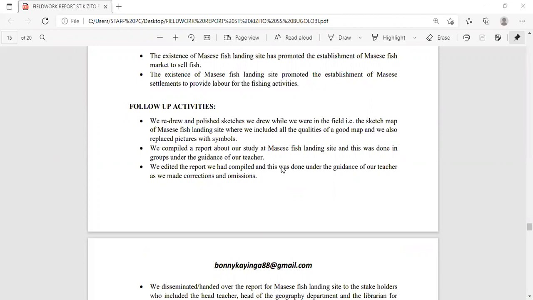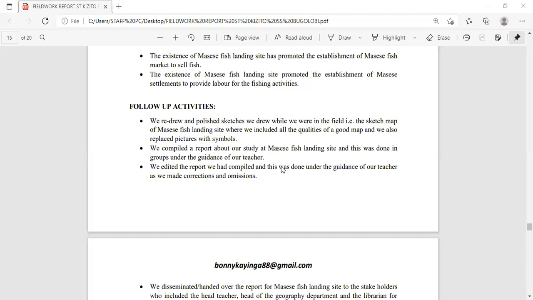Repeat that one. We chose the topic of study. You chose the topic of study? No, you cannot choose the topic of study. Just say we formulated the topic of study. We formulated the topic of study, which was the relationship between physical features and land use activities around Mbuya Hill in Nakawa Division, Kampala District.